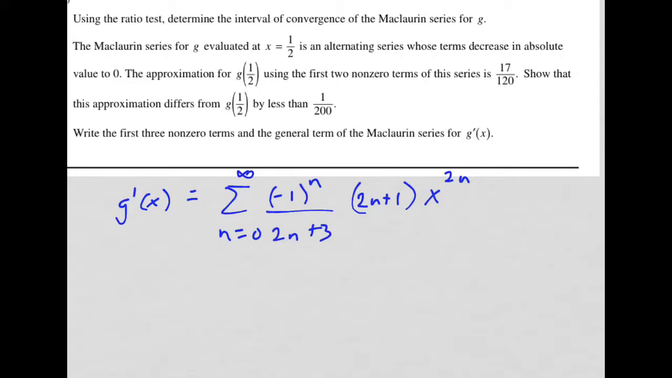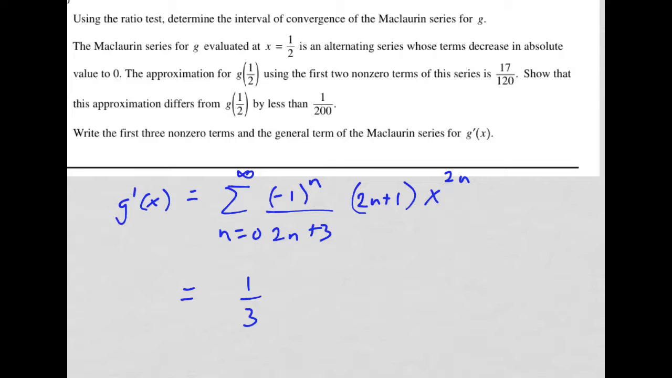And then write the first three non-zero terms for this. Well, that's super easy. So what are we doing? We're just plugging in 0 first. So we get 1 on the top, 3 on the bottom, x to the 0, which is just 1/3. Great. That's the first one. Easy.